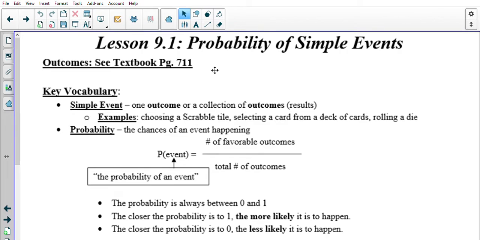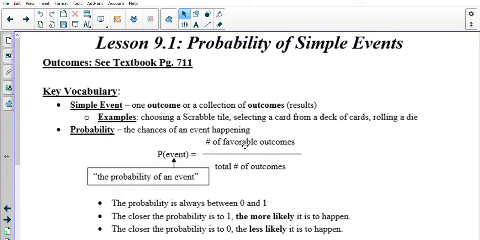So we're going to go right into some key vocabulary for probability of simple events. A simple event is one outcome or a collection of outcomes or results. Some examples include choosing a Scrabble tile, selecting a card from a deck of cards, rolling a die, choosing a number from a set of numbered cards. Something like that is going to represent a simple event.